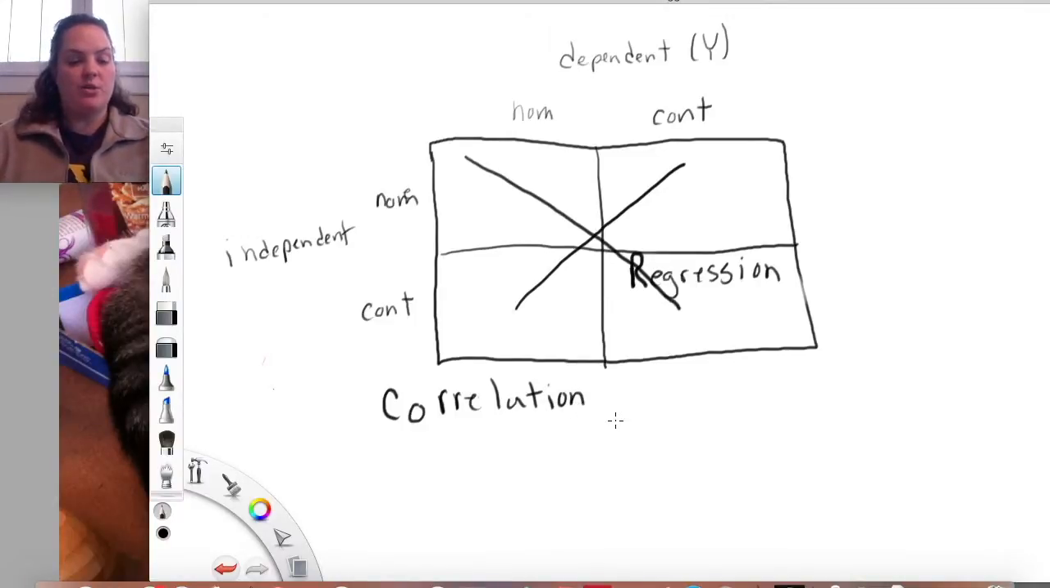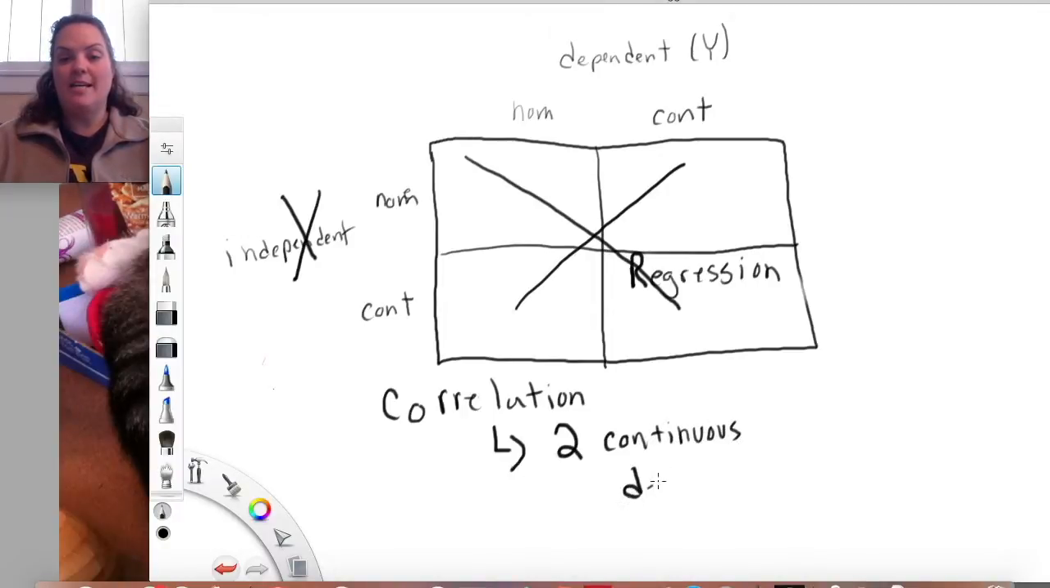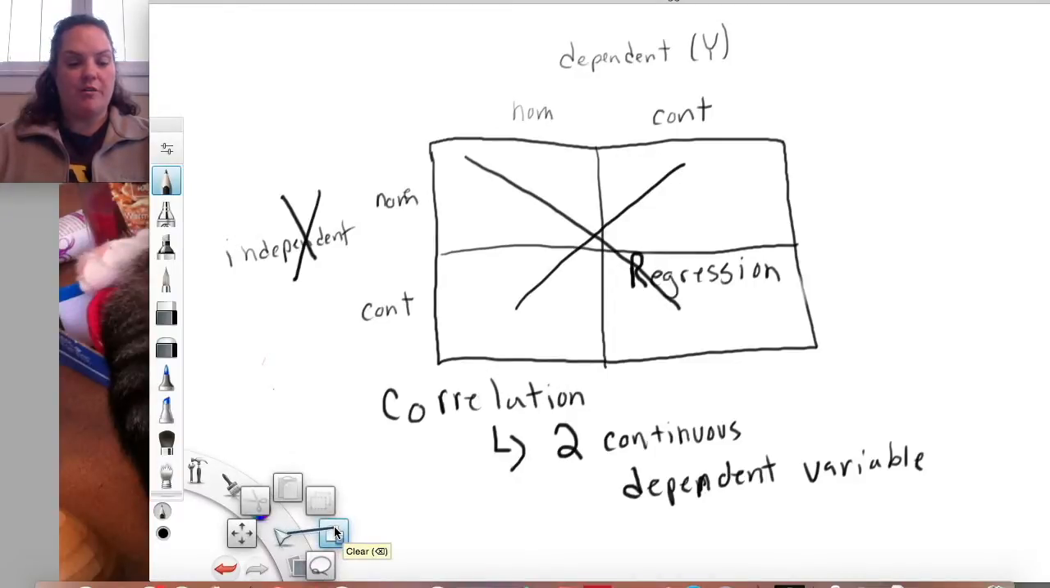So what is correlation? A correlation looks at the association of two continuous dependent variables. So correlation looks at two continuous dependent variables. So that's really what we're going to focus on.